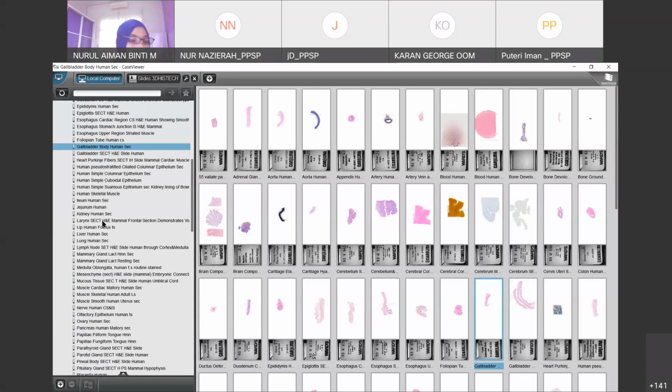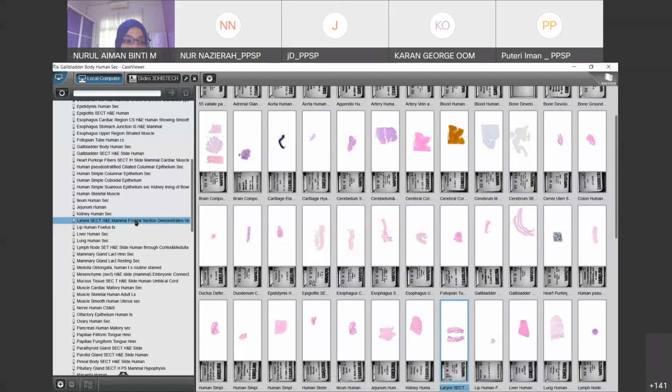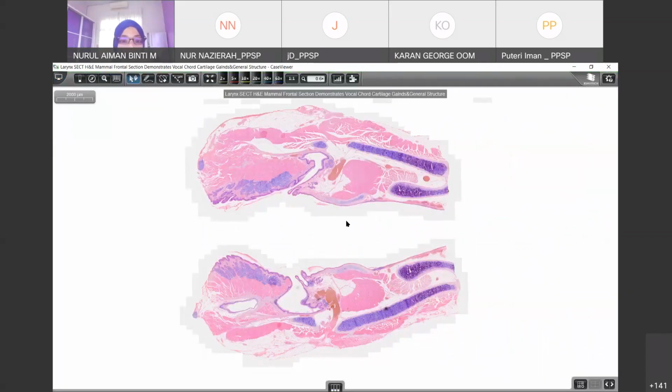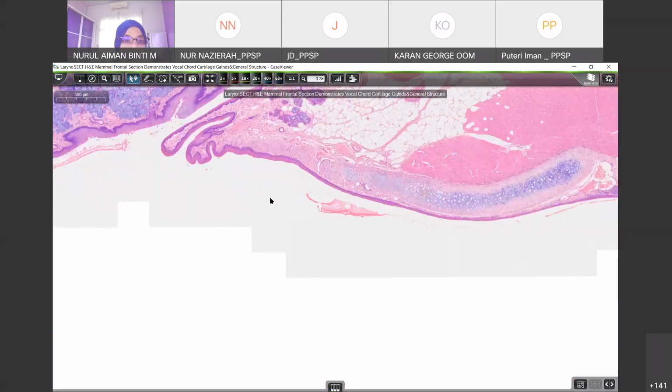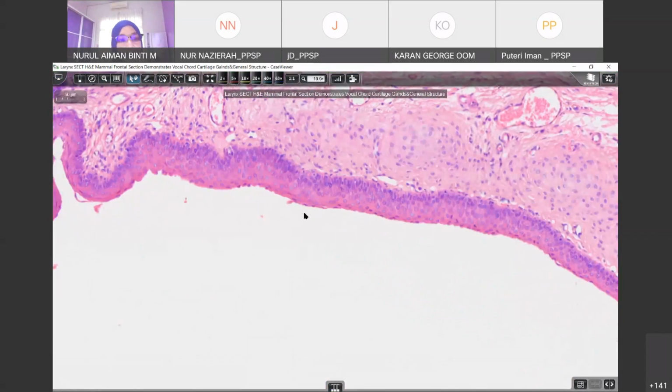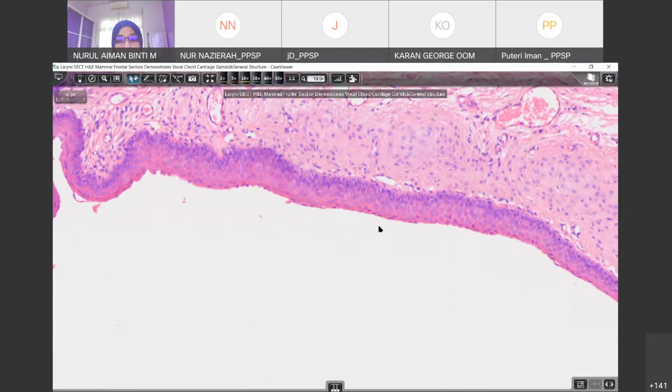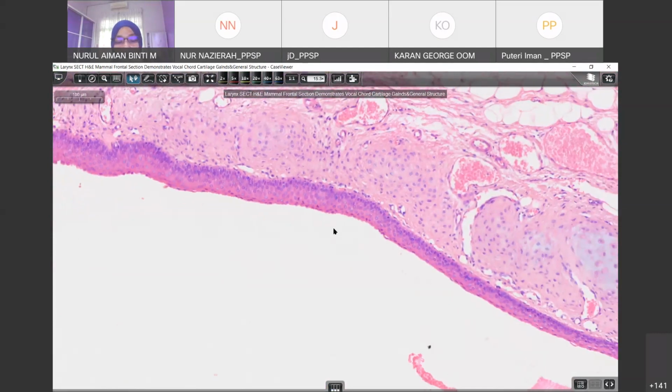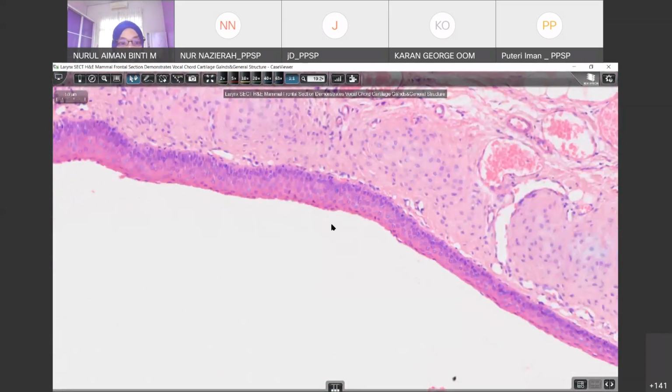Larynx, frontal section. Larynx, we have to try to focus on a certain area. Where is it? Is this it? No, this is not columnar. This is stratified squamous. You can just look at it, there is stratification, quite a lot of layers.